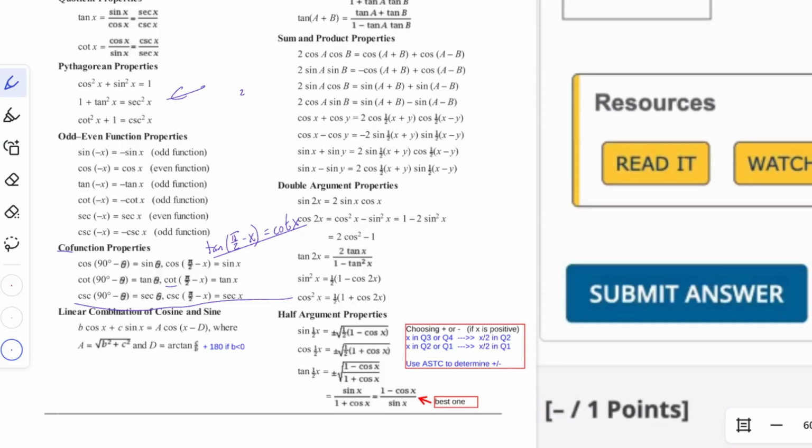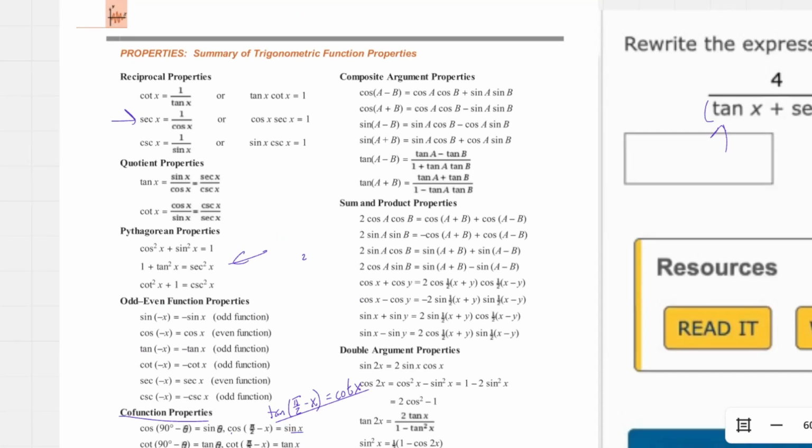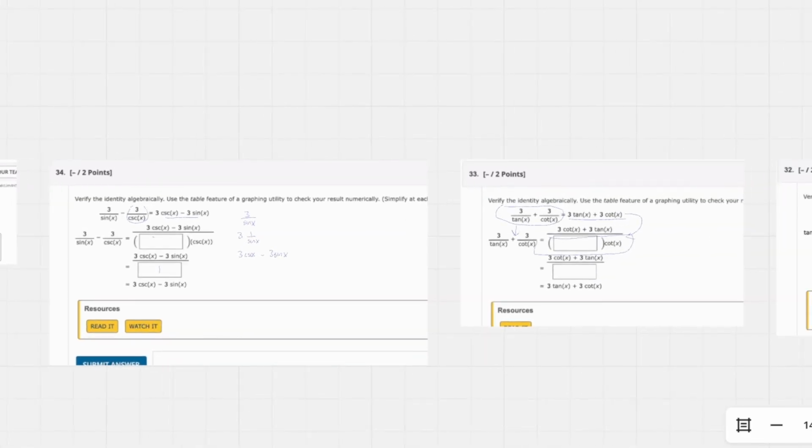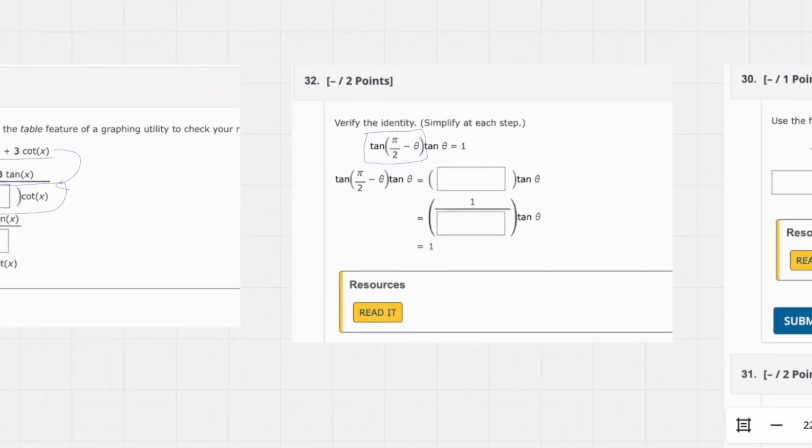And these are called co-function properties. So sine and cosine are co-functions. Cosine and secant are reciprocal functions. Okay. So I think we just said this thing turns into cotangent. And then I guess that's that. And cotangent turns into 1 over tangent. And then 1.